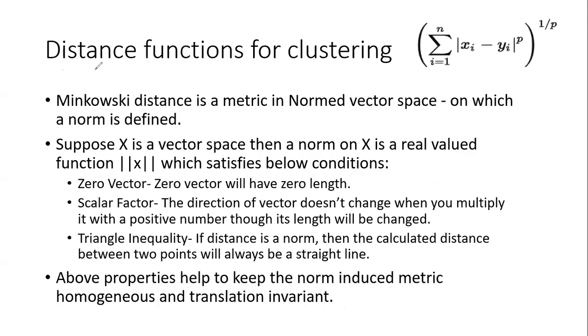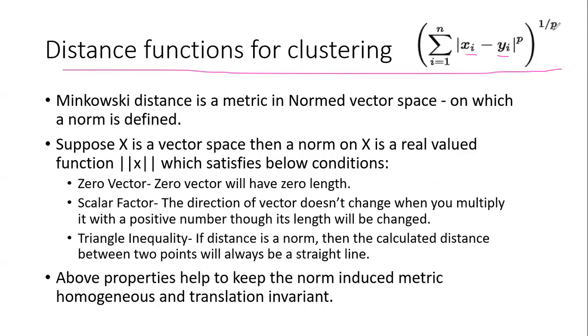So now let's go through the distance functions very, very quickly. So this is called the Minkowski distance to find out the distance between two rows. So Minkowski is xi minus yi to the norm to the power p, summation over all the columns, to the power 1 over p. That's called the Minkowski distance.